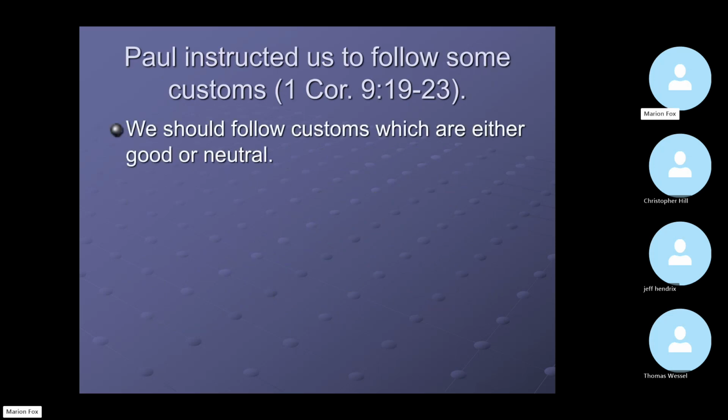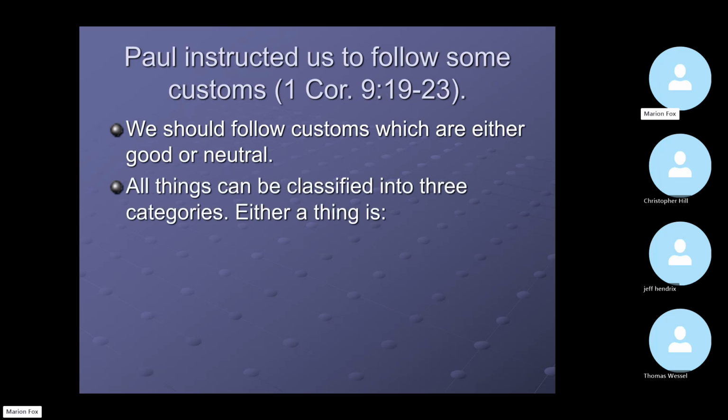We should follow customs which are either good or neutral. And again, all things should be classified into three categories. There's not two categories, good and evil. There's good customs, there's evil customs, and then there's neutral customs. Three categories, and some things are neutral. All right. Now, whether a person observes the Sabbath or not is neutral. Now, once I try to make a neutral custom binding on other people, I've gone too far. And so that's important that we understand that.